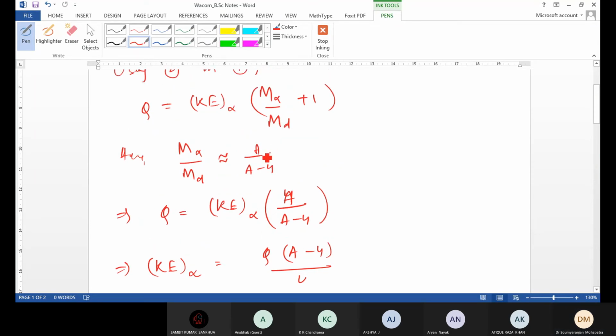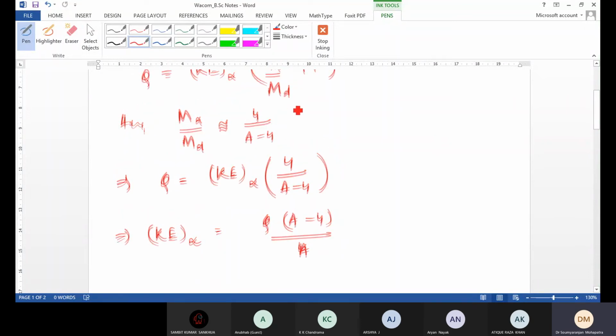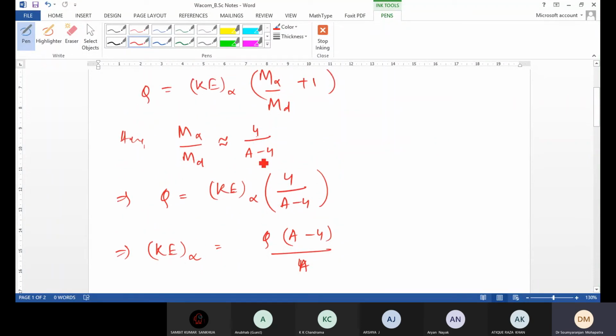So a minus 4, yes, this is 4, this is correct, I had written. Here I have to change. This will be a, because this is m alpha by md plus 1, so 4 by a minus 4 plus 1. So 4 gets cancelled, so a. I think this one will also be a, isn't it, Atik?